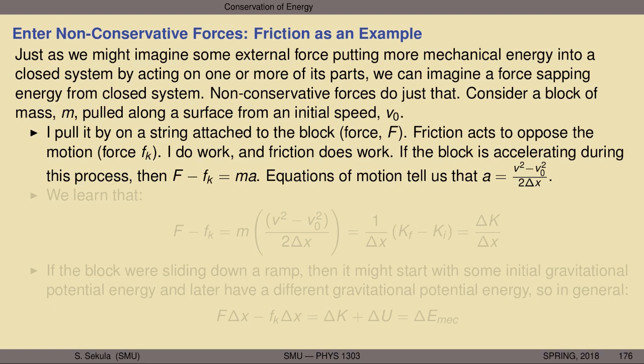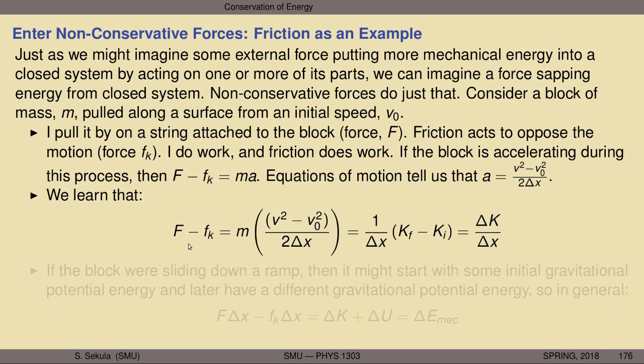Now, we can figure out what acceleration is by thinking back to equations of motion. We have an equation of motion that relates V squared, the velocity at any time t, to V naught squared plus 2a delta x, and we can rewrite that equation. We can substitute a with velocities, (v squared minus v naught squared) over 2 delta x. We can put this into the Newton's second law equation here. And from this, we learn that the difference in the force I exert and the force exerted by kinetic friction is equal to mass times this thing I've just substituted.